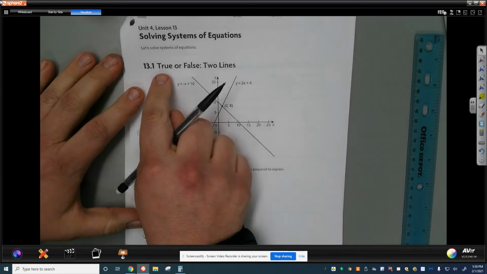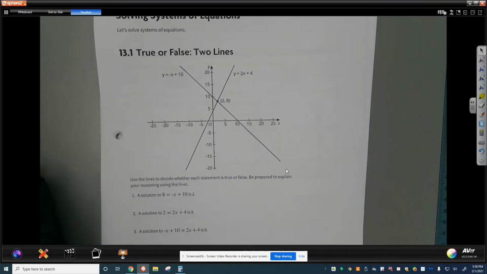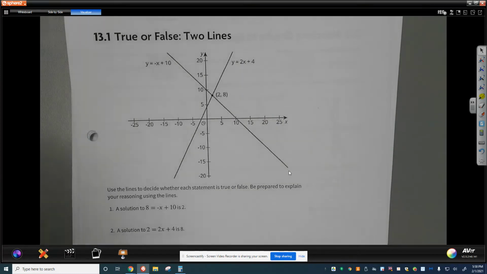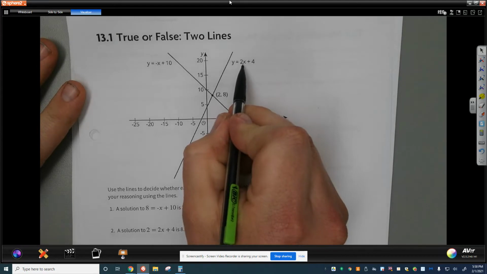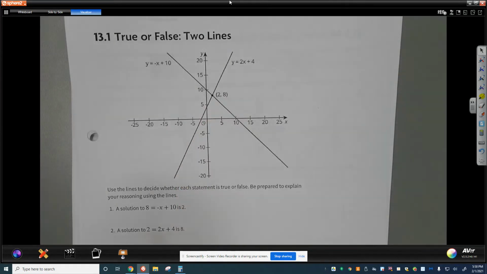So the first thing we're looking at, true or false. That's really what we're studying. For a long time, we solve an equation, we get x by itself, and then we verify that it's true. But here's the thing: now we have more than just x; we have x and y. And so what we're doing with this is we're going to use the lines to decide whether each statement is true or false, and we need to be able to explain our reasoning for both ways.